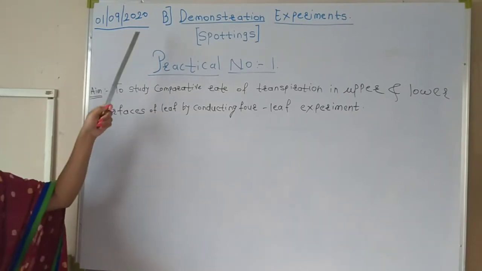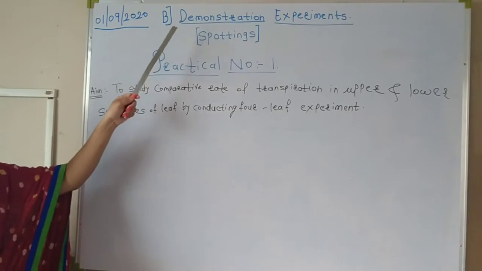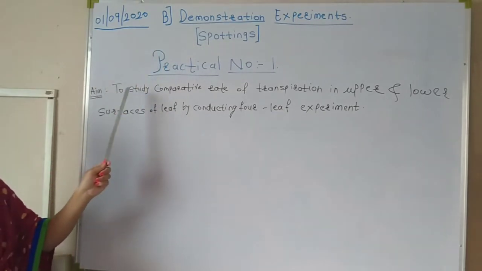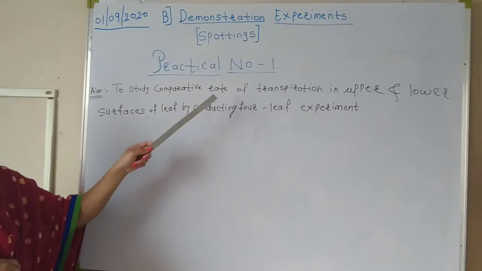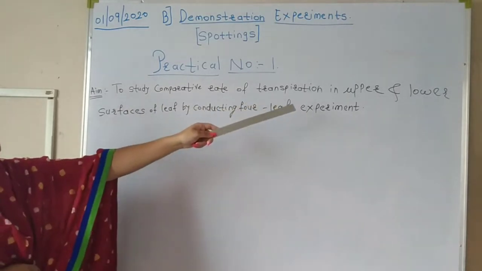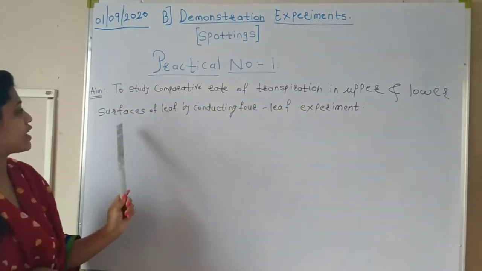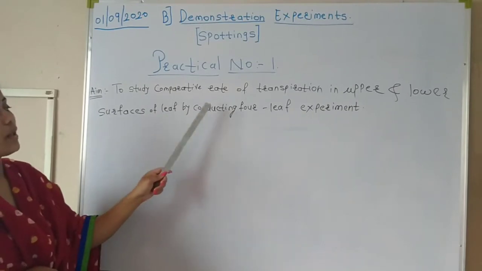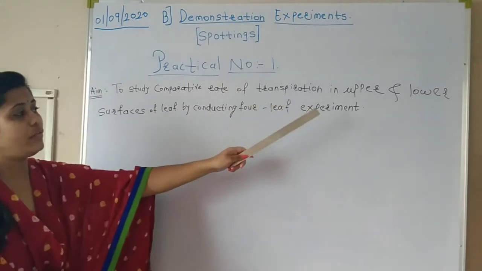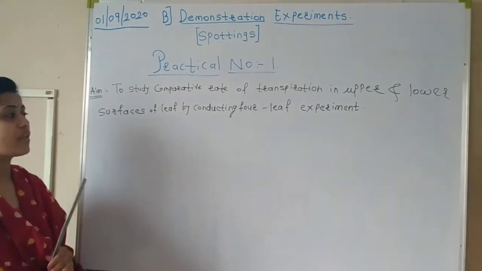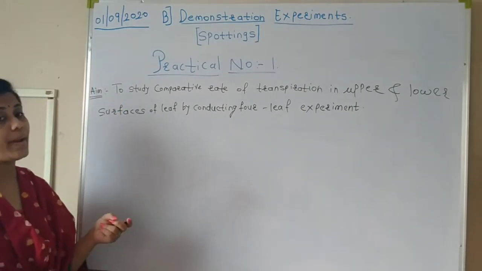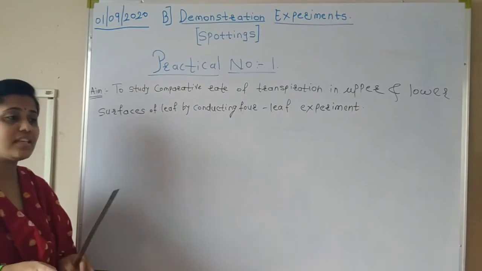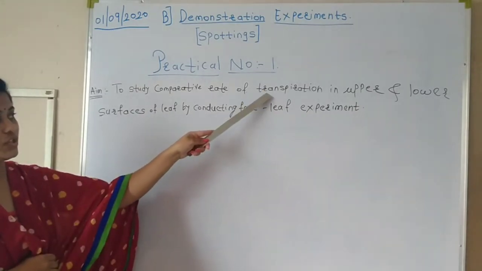We will see the demonstration experiments, and in that we will see the first experiment: to study comparative rate of transpiration in upper and lower surfaces of leaf by conducting the four-leaf experiment. Before starting the procedure of the practical, first we will see what we mean by transpiration.